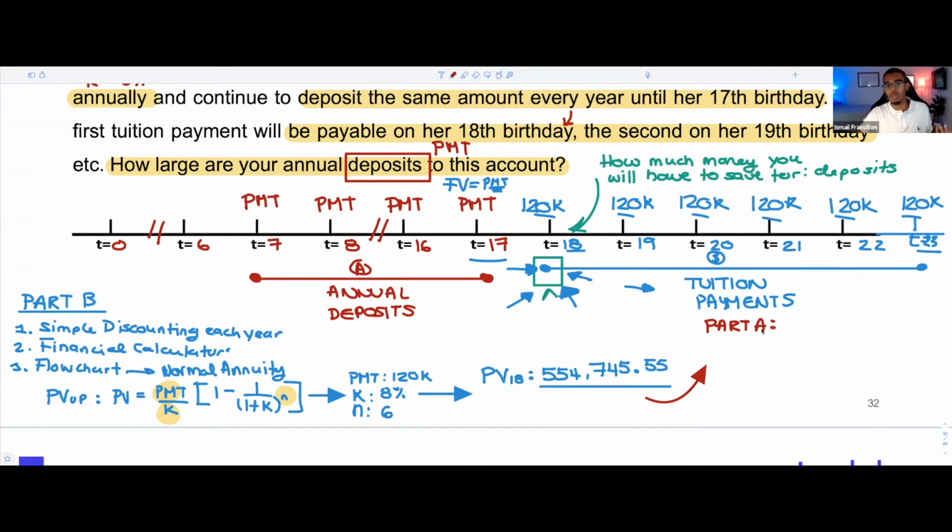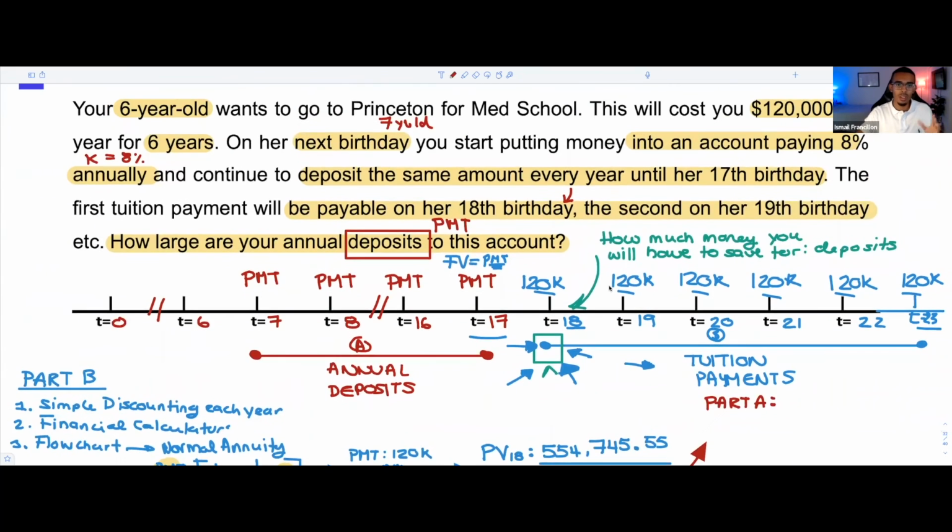Once again, we need to use our flowchart though. We need to think about it. What is part A? What are these payments that we're making in part A? We're making payments for a specific amount of time, T7 to T17. We know that these payments are happening at the end of the year, and these annual deposits will be the same every single year.